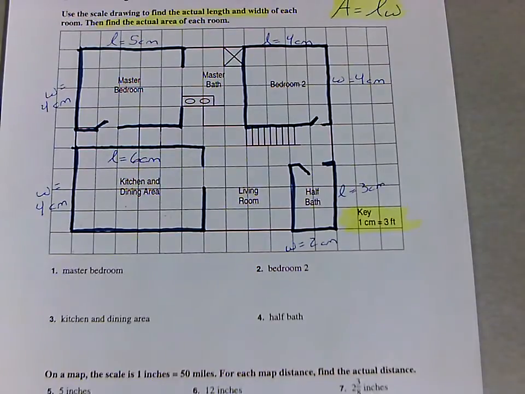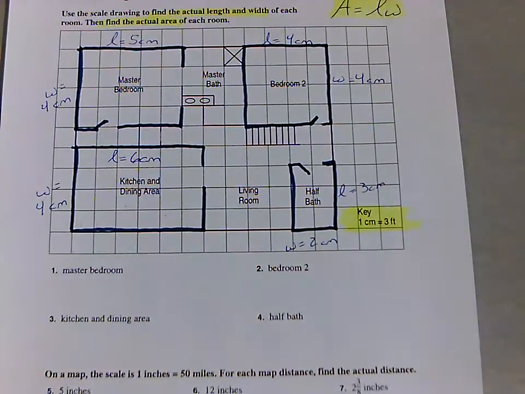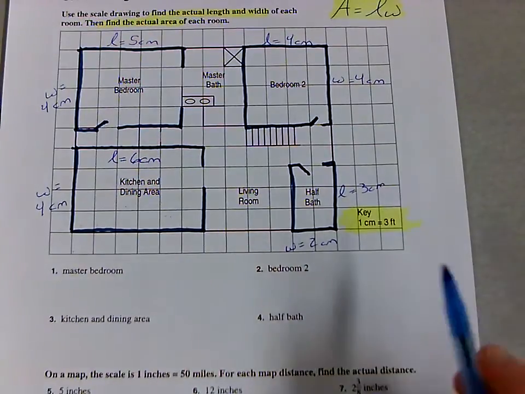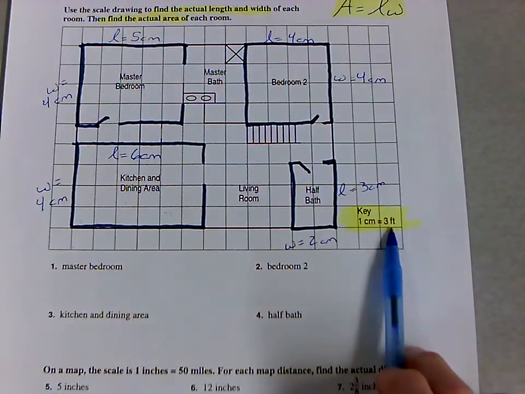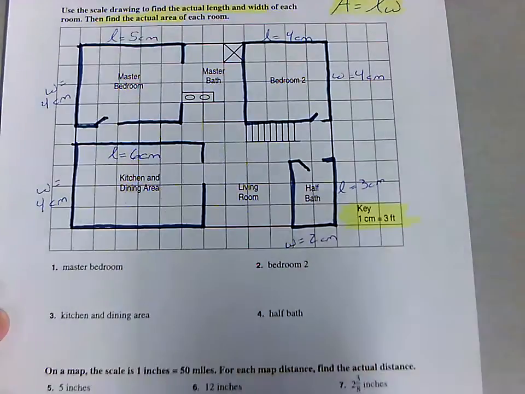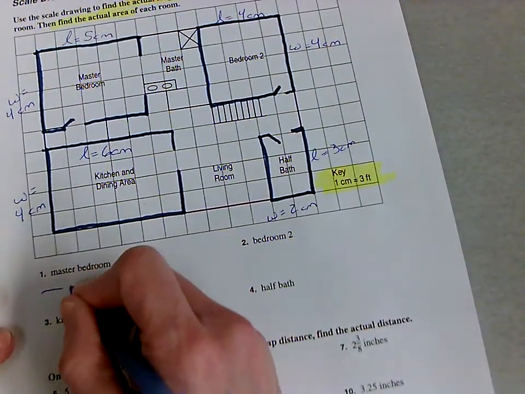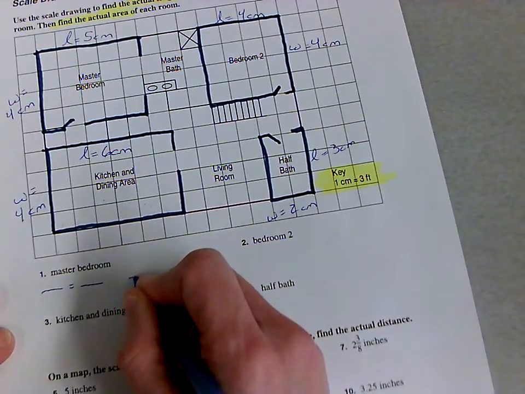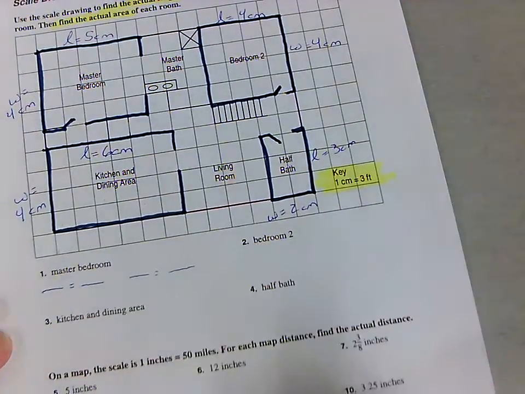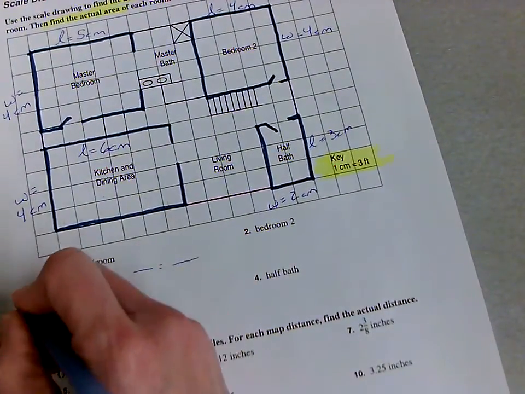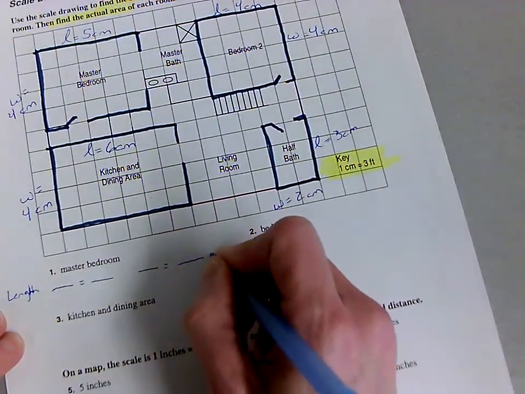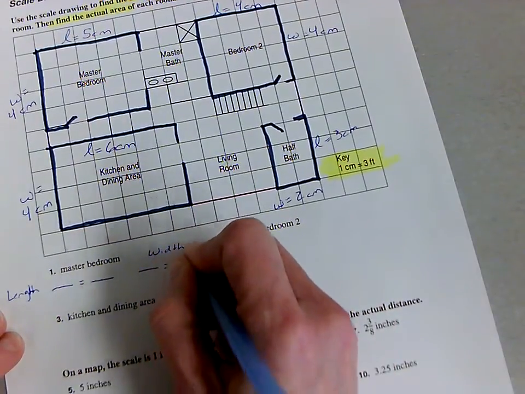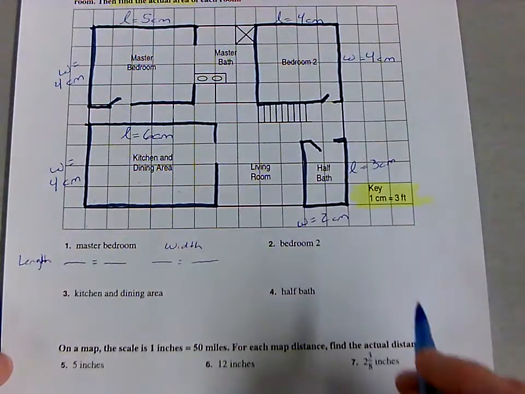So master bedroom, we're going to find the length and width in feet, as well as find the area for these rooms. Starting with the master bedroom, we're going to use this scale right here. For every centimeter in each room on the blueprint, it represents 3 feet actual. And so for the master bedroom, we're going to get 2 proportions set up like that. This will be your length, and this over here will be your width.